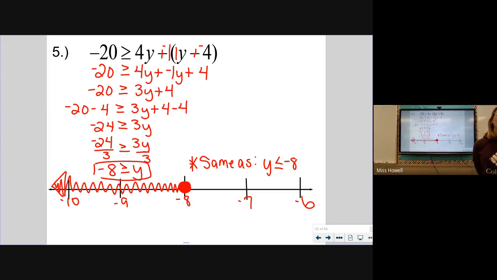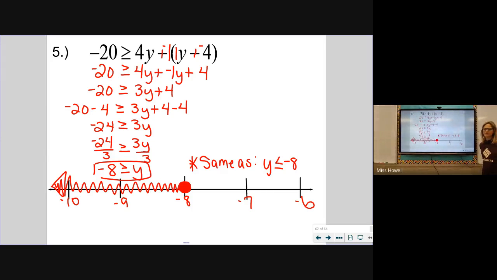All right, number 5, we're going to start by expanding using our distributive property. And then combine like terms to end up with negative 20 is greater than or equal to 3y plus 4. From there, we're going to subtract 4 from both sides and divide both sides by a positive 3. So no flip here, and we end up with negative 8 is greater than or equal to y. If that messes you up for your graphing off to the side, remember that's the same as saying then y is every number less than or equal to negative 8. So it's closed in circle, and we should be shading to the left.